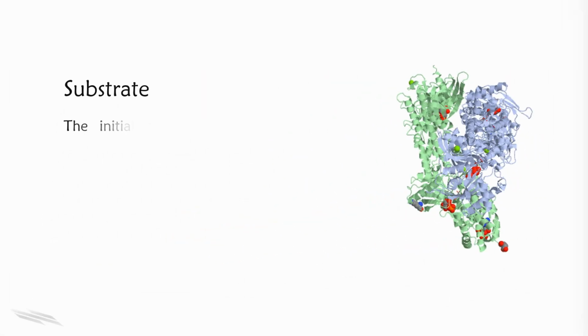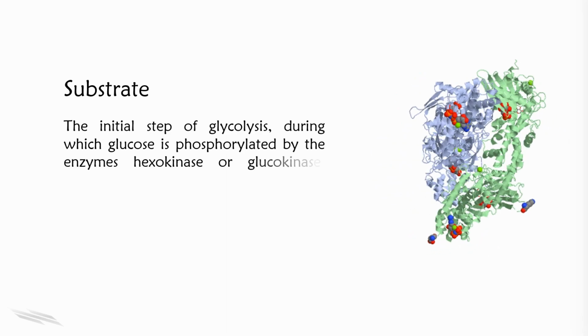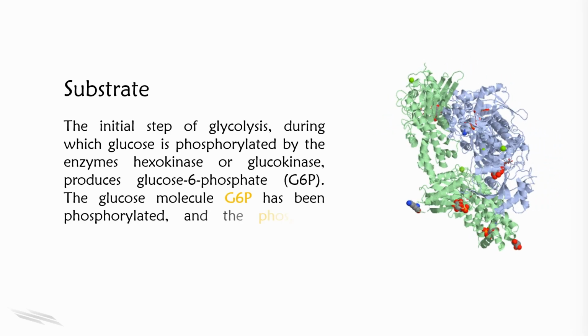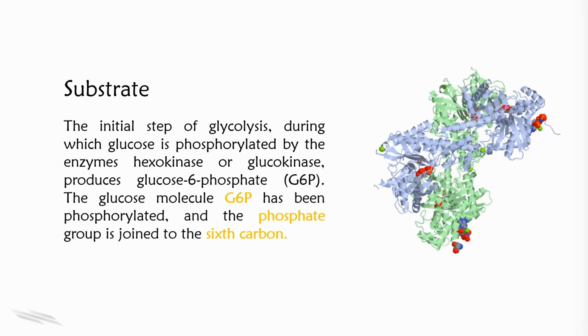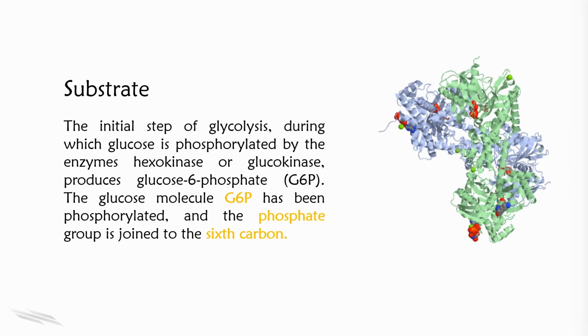Substrate. The initial step of glycolysis, during which glucose is phosphorylated by the enzymes hexokinase or glucokinase, produces glucose 6-phosphate. The glucose molecule glucose 6-phosphate has been phosphorylated, and the phosphate group is joined to the sixth carbon.